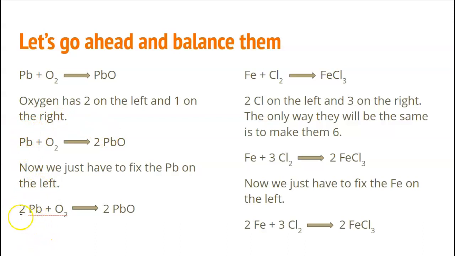And so now let's double check. 2 leads, 2 leads. Oxygen, there's 2 of them, 2 oxygens, balanced. Let's look over here then. Similar balancing. If we look very clearly, the chlorines with a 2 and a 3 are not equal.